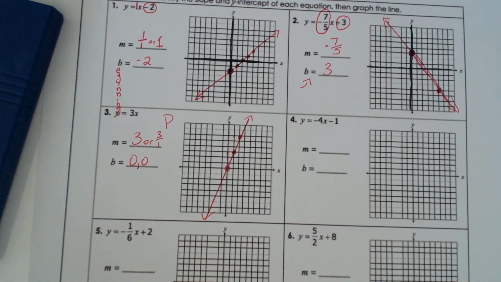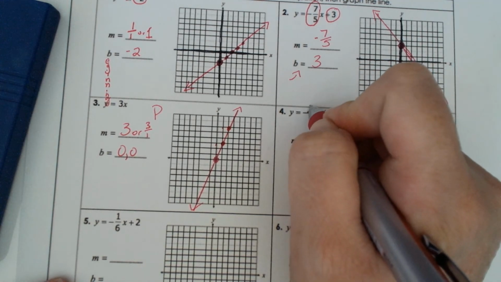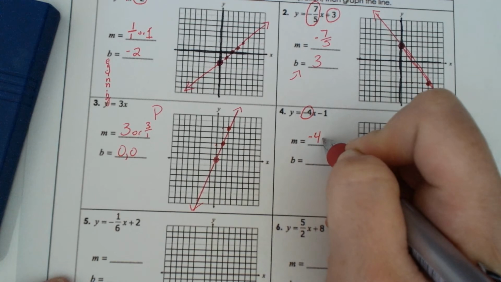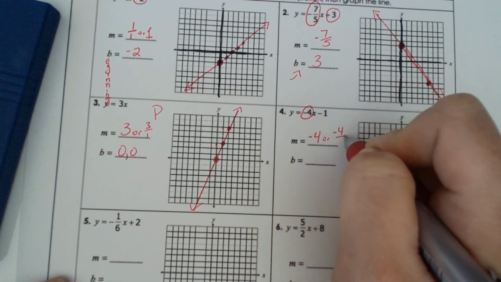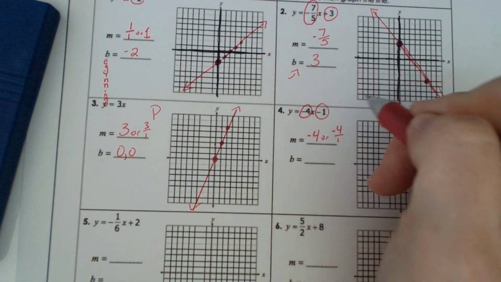Okay. Let's do one more, and then I want you to finish this notes page on your own, and we will go over it tomorrow or later in class today when I come back. So right here we have our m value is -4, or I can say -4/1. If it's not in fraction form, we just put that whole number over 1. And then my y-intercept is -1.